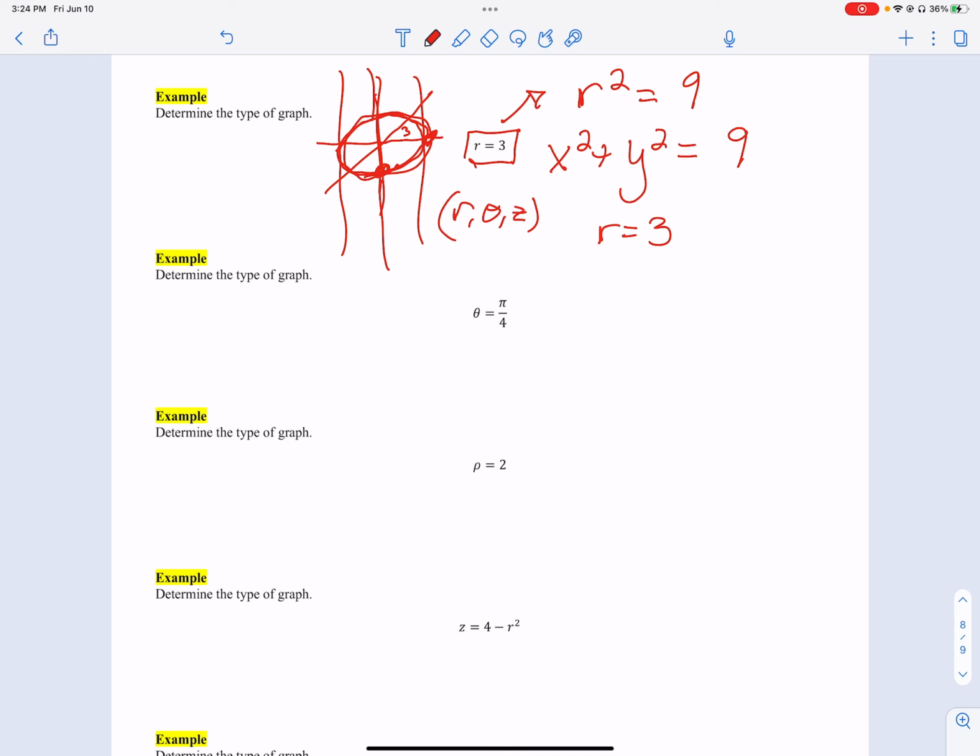So there are two different ways to think about it. You can convert it to x and y, think about it being a circle, and you get all z's. Or you can think about it back in cylindrical coordinates, where you get all of them. The next one is with theta, so I'm going to show you all those different ways.